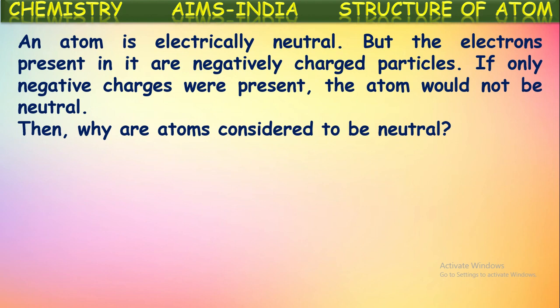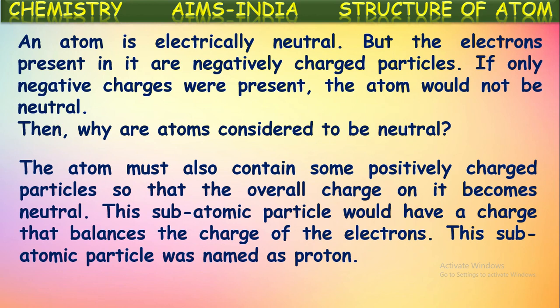Why are atoms neutral even though they contain negatively charged particles? This doubt led to certain assumptions. The atom must also contain some positively charged particles so that the overall charge on it becomes neutral. This subatomic particle would have a charge that balances the charge of the electrons. It was named the proton. So this doubt led to the discovery of another subatomic particle that we earlier called anode rays, which we now call protons.